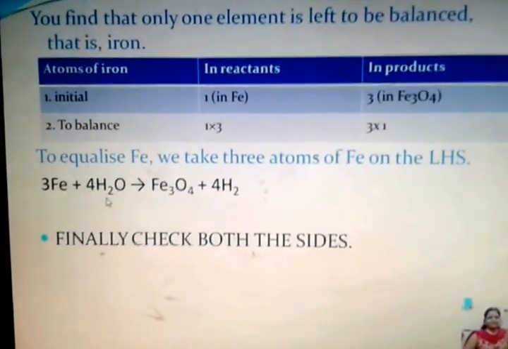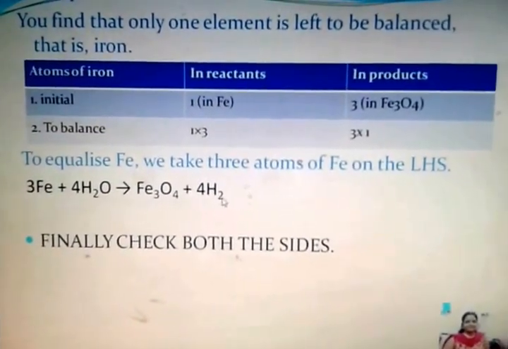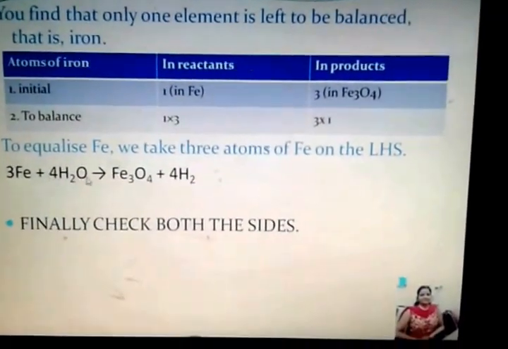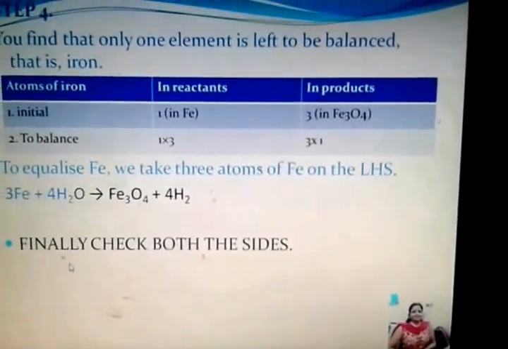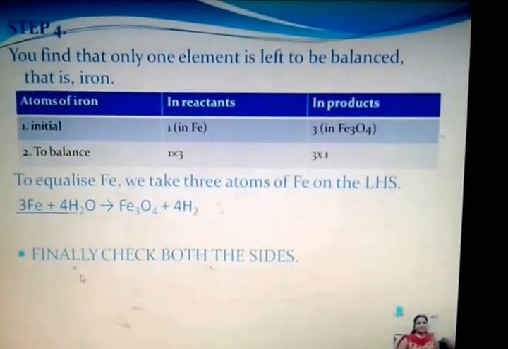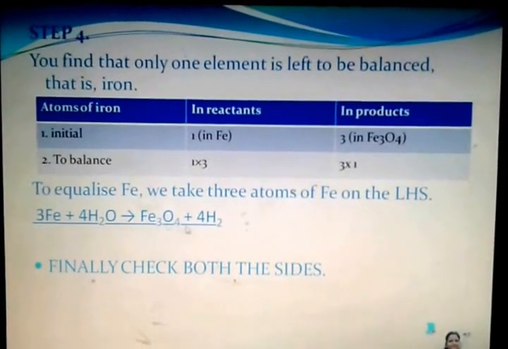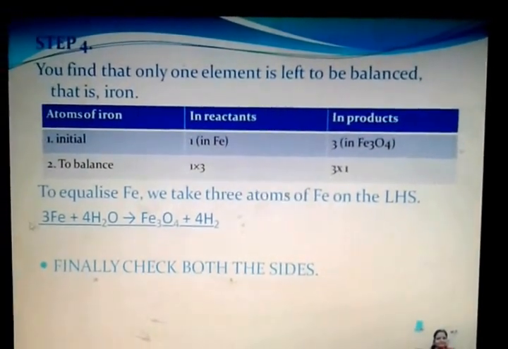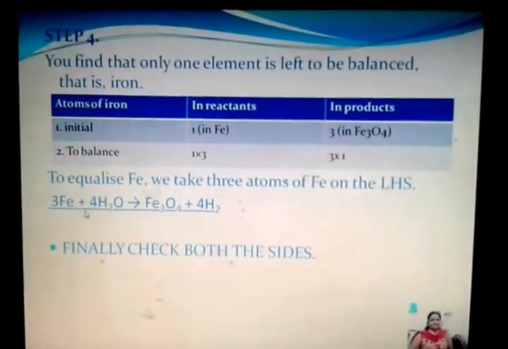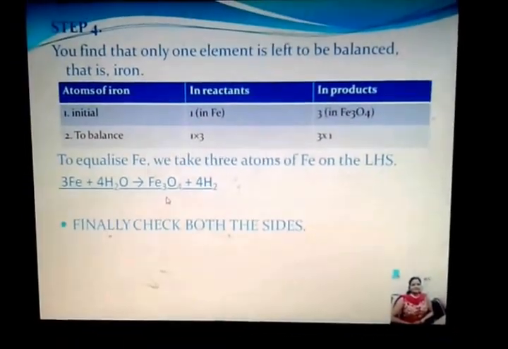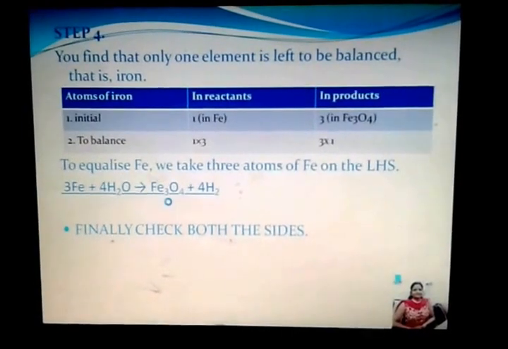4 twos are 8 hydrogen on the left hand side, 4 twos are 8 hydrogen on the right hand side, O4 on the right hand side and 4H2O on the left hand side. Finally, check both sides. This is 3Fe plus 4H2O gives Fe3O4 plus 4H2. All atoms are balanced. The left hand side has the same number of atoms as the right hand side.